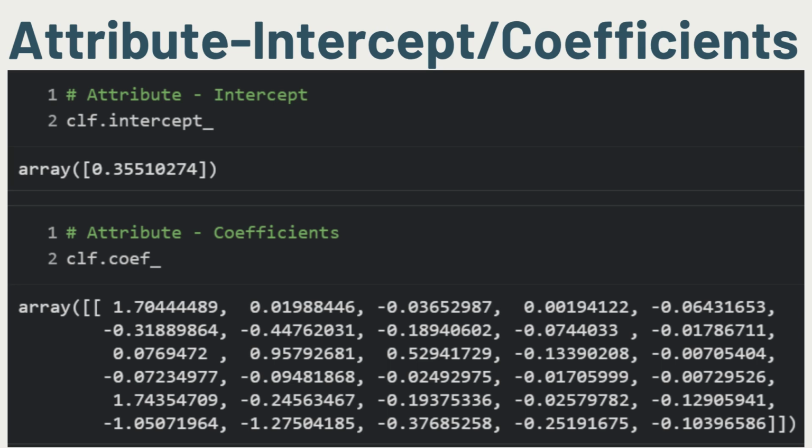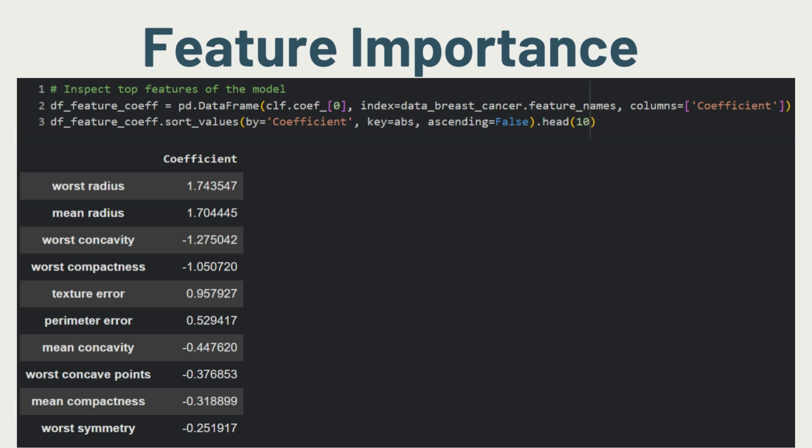The coefficients are in order of the feature names. For example, the first feature is mean radius, and its corresponding coefficient would be 1.7. With the coefficients, we would be able to extract the feature importance from the model. We will extract the coefficients to a data frame and sort by absolute value of the coefficients. This would tell us the features of the model, which would explain the model's probability prediction.